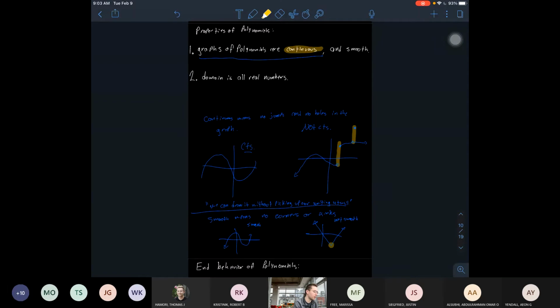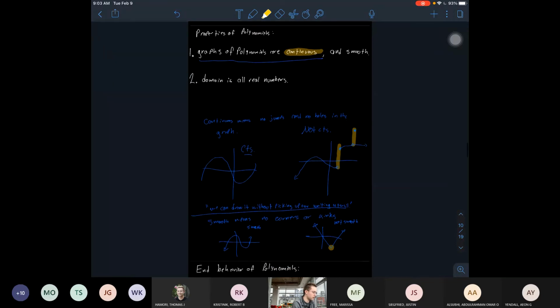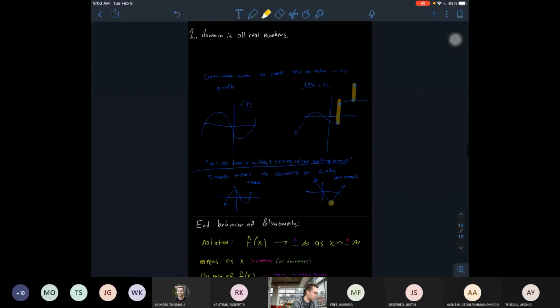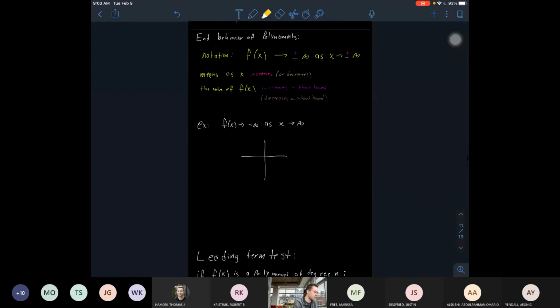And the domain of a polynomial is always all real numbers. Okay, so that's one nice thing about polynomials, is as long as you can establish that the function you're working with is a polynomial, you can just write down that its domain is automatically all real numbers. Okay, so that is about the graphs of polynomials and their domain. Now let's talk about end behavior.